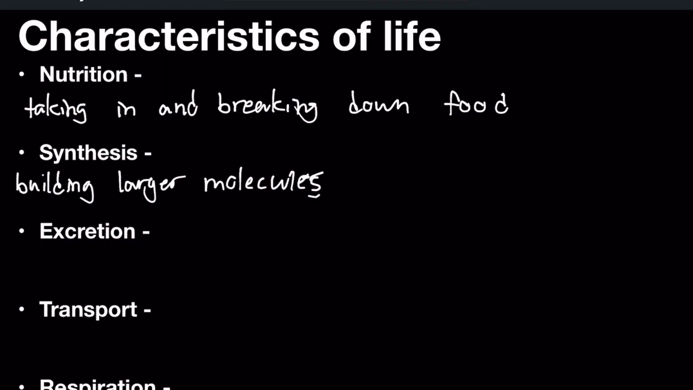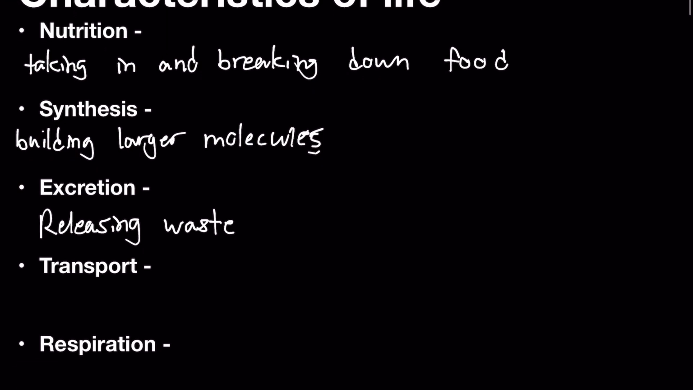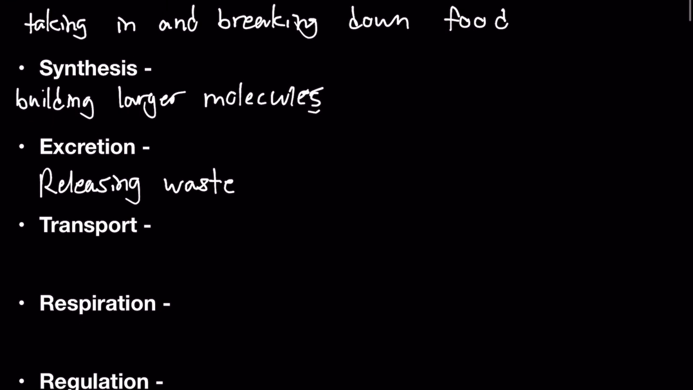The next one we have is excretion, and excretion is a process of releasing waste. So this can be done either with large systems, such as the human excretory system with the bladder and the kidneys, or it can be done individually on smaller cellular levels using things like the cell membrane, which controls what enters and leaves the cell.